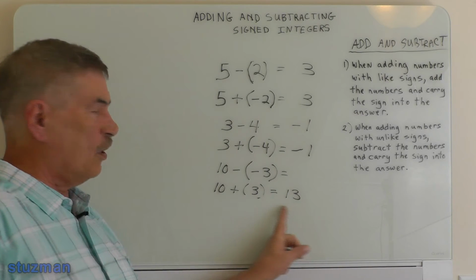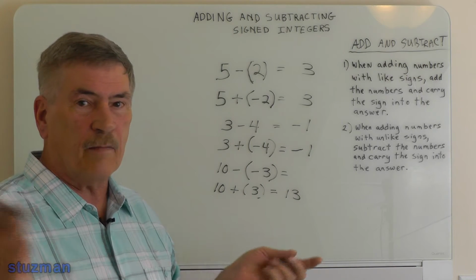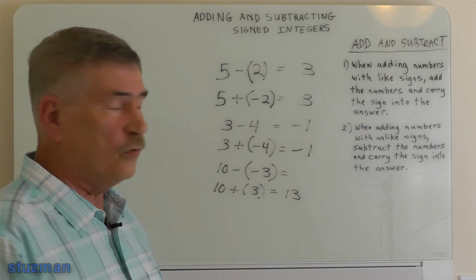Okay? And this is how a computer does it. It always does it by adding. Like I said, it can't subtract, multiply, or divide. It does everything through addition.